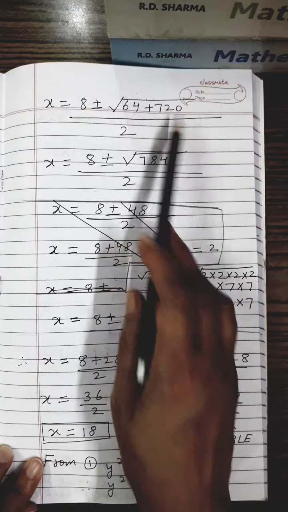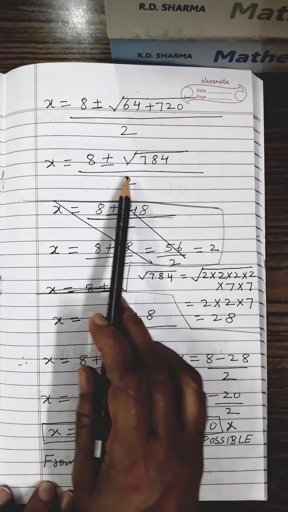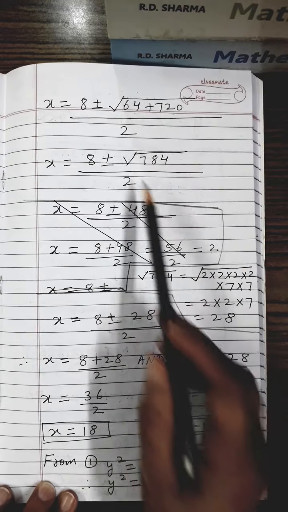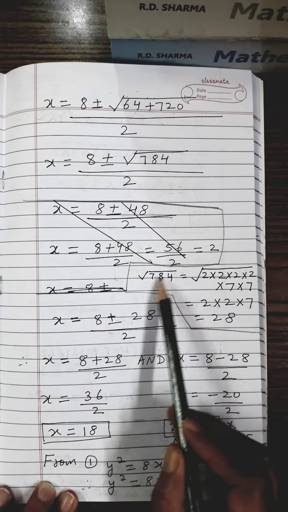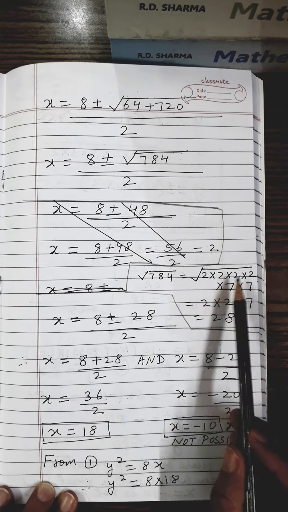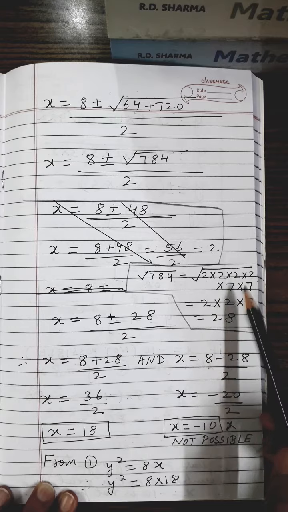Add these two, 64 and 720, you get 784. So x equals 8 plus minus square root of 784 divided by 2. Now how to find the square root of 784? LCM method, which I have already learned in your 8th standard. Make the factors of 784 by the LCM method, you will get 2 into 2 into 2 into 2 into 7 into 7. So what method do we use for finding the square root?